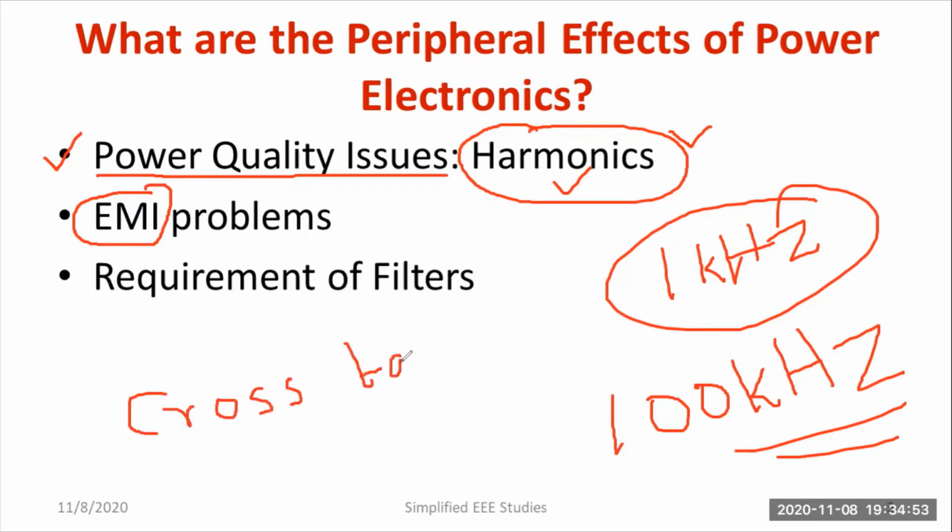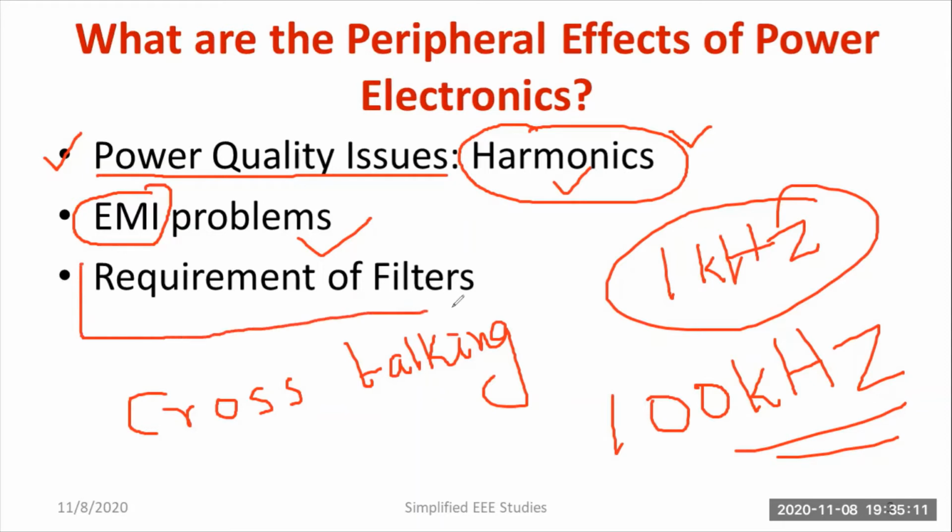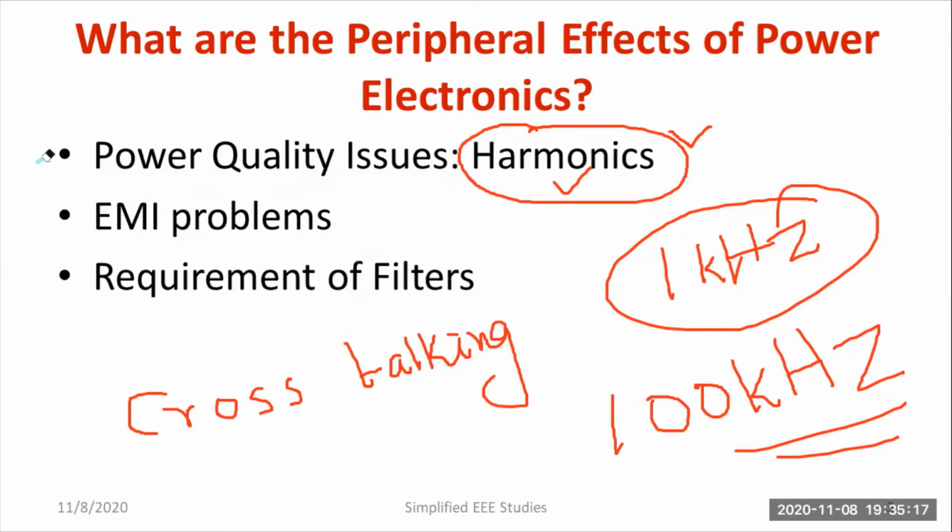That is one of the main drawbacks if you are using any kind of power electronic circuit or power electronic converters. It causes an electromagnetic interference problem, referred to as the EMI issue. How to mitigate the harmonics problem and EMI issues? For that purpose, we require filters. At the input and output side, we require filters. That's the main issues of power electronics.